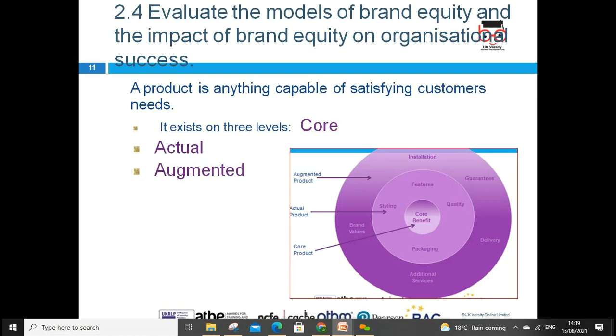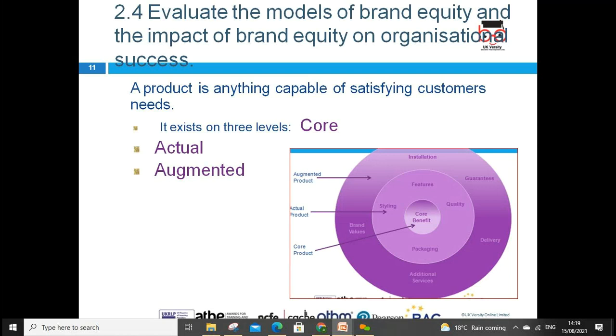Okay, next we're looking at 2.4, evaluate the model of brand equity and the impact of brand equity on the organization. That's huge. First of all, we need to look at the product to which we are giving the branding. The product should have anything which is capable of satisfying consumer needs and wants.